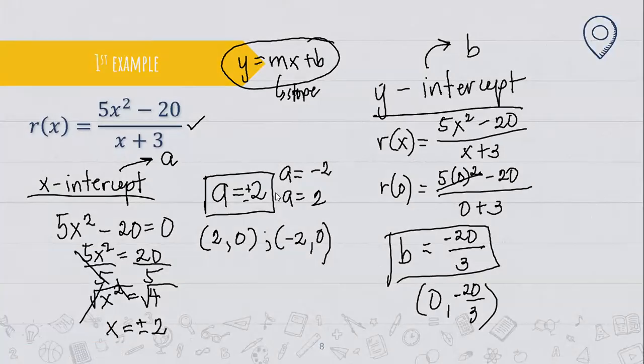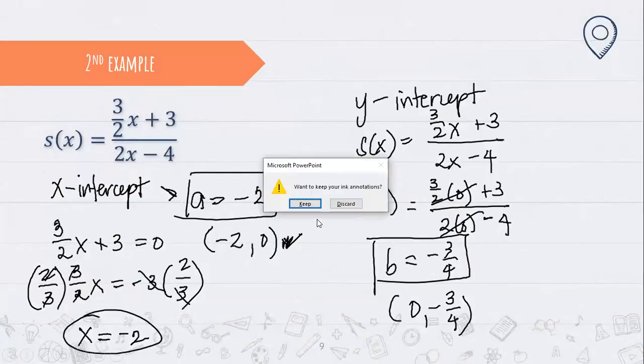Ay, bakit ayaw? Ayaw niya ma-erase. Ayan, class. Wait lang ha. Ay, anyari. Joke time tong ano ah.